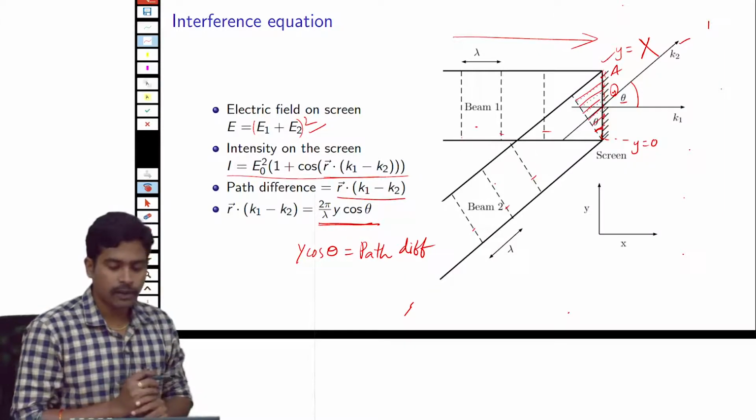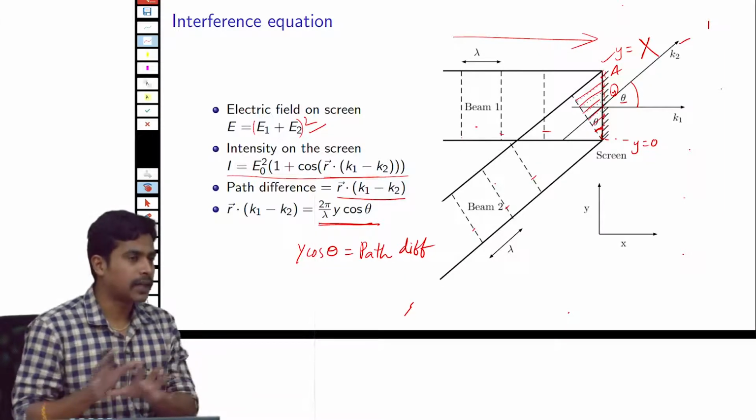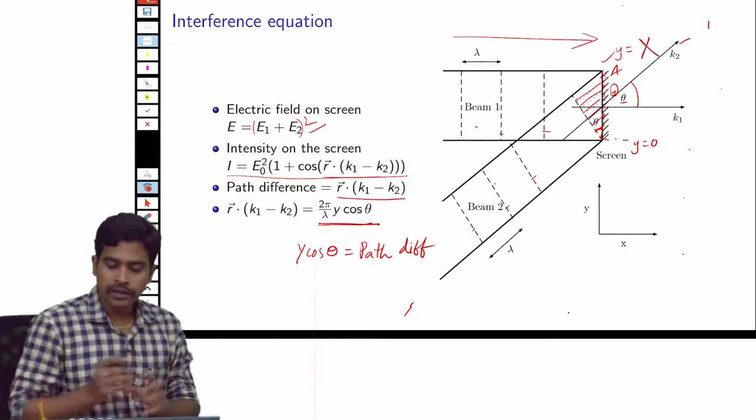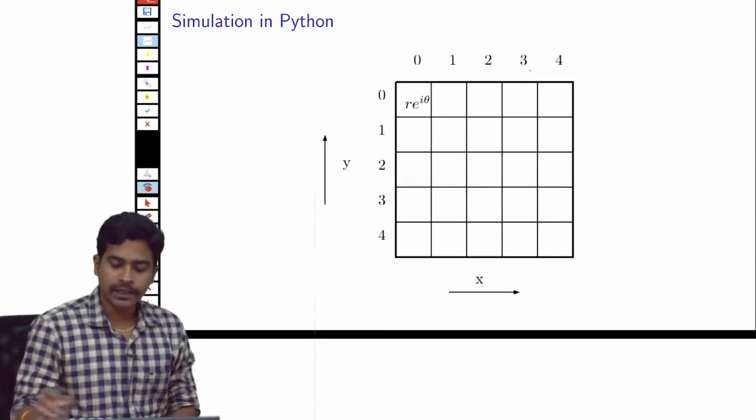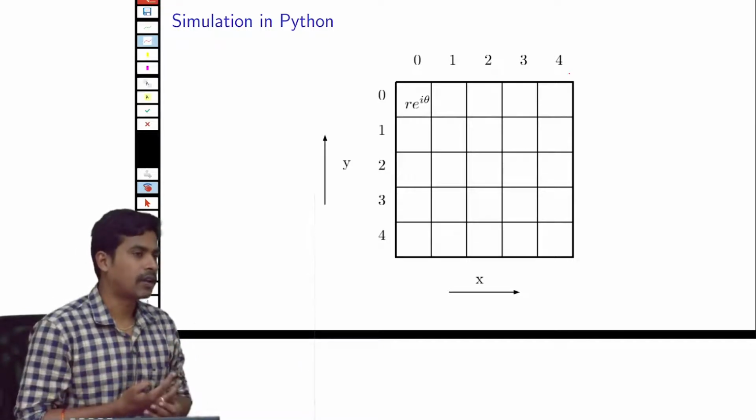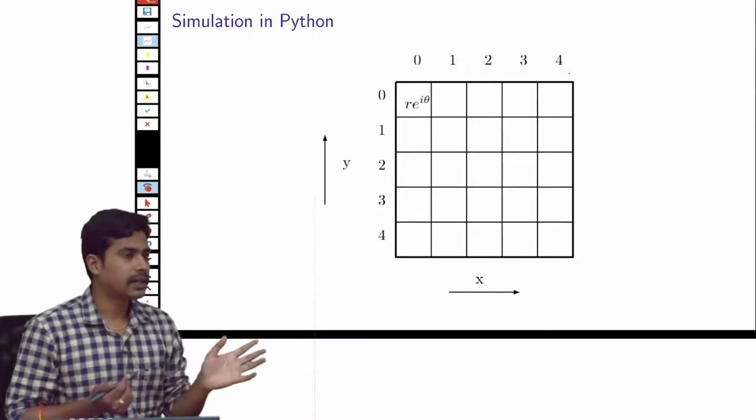So, now we will see how we will model this same problem in Python programming language. First of all, there are two plane waves, and we have to represent each of these plane waves as a matrix in Python, or a NumPy array, which we have seen in the previous lectures.